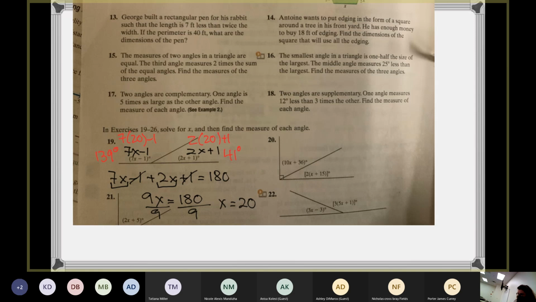Now for number 20, again, it's kind of simple. You have your graph, you add them both, you set them up, you add them to 90. I don't want to do that. Let's take a look at number 18.